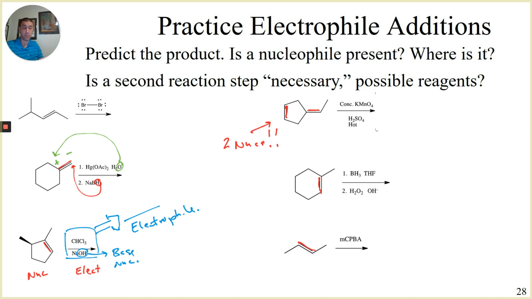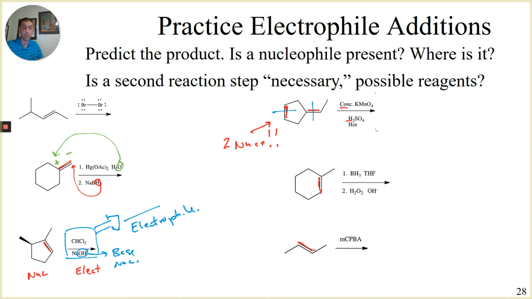Right? We move up to the top one with our concentrated permanganate. Concentrated permanganate and strong acid means oxidative cleavage. Right? We do have two potential nucleophiles, which means we need to be doing the cleavage at two positions. It's going to change the amount of products that come out of this.